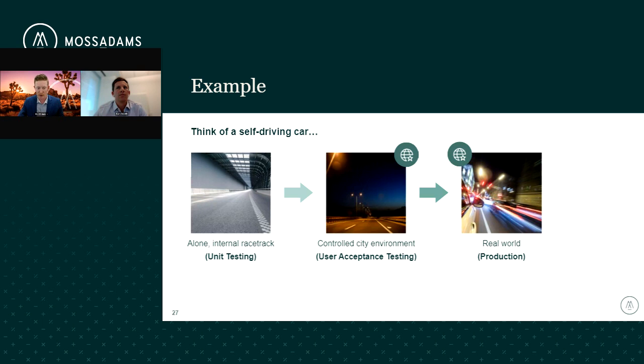And then you have your user acceptance testing. That's more commonly referred to as beta testing, but just making sure that when you are testing it, you're having humans test it for the capabilities that you want it to be used for. And this more closely aligns with a controlled city environment. And then you go real world, right?